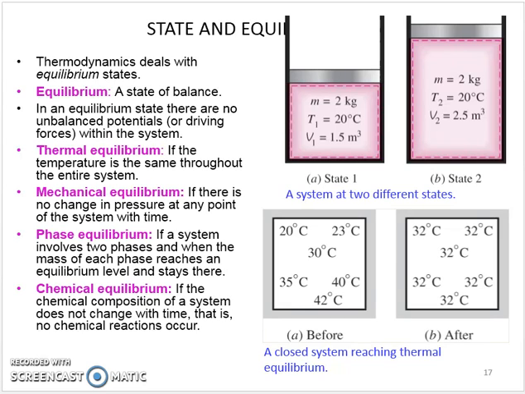Thermal equilibrium: the temperature is the same throughout the entire system. Mechanical equilibrium: there is no change in pressure at any point of the system with time. Phase equilibrium: if a system involves two phases, the mass of each phase reaches an equilibrium level and stays there. Chemical equilibrium: the chemical composition of a system does not change with time, that is, no chemical reaction occurs.